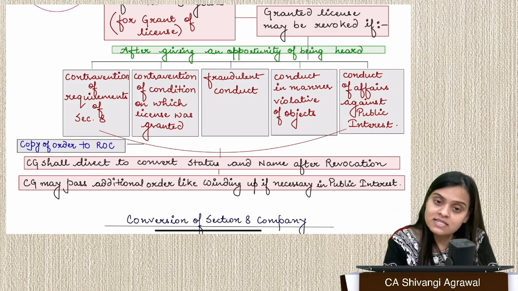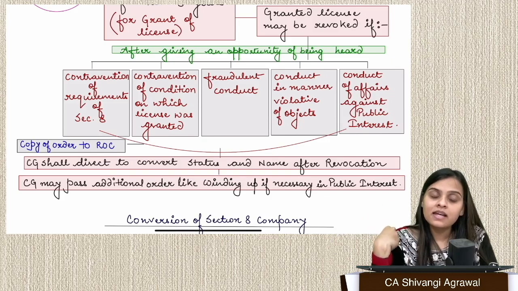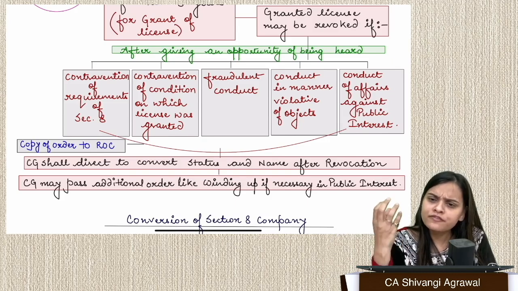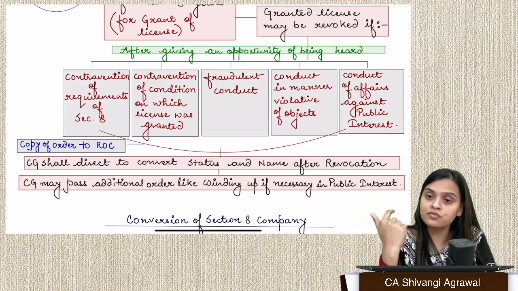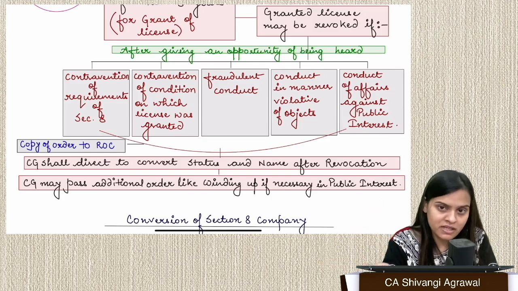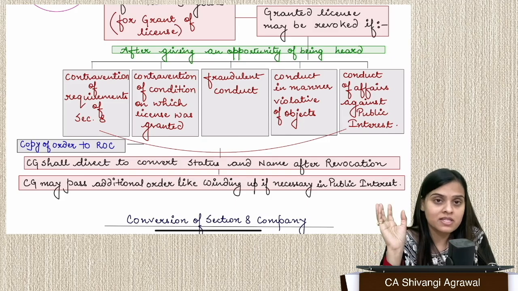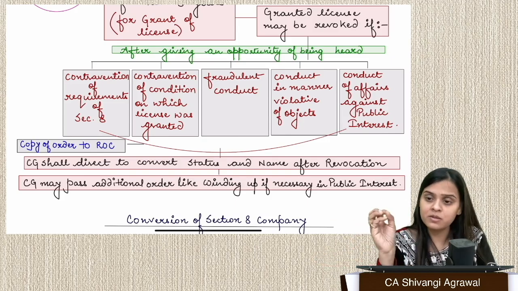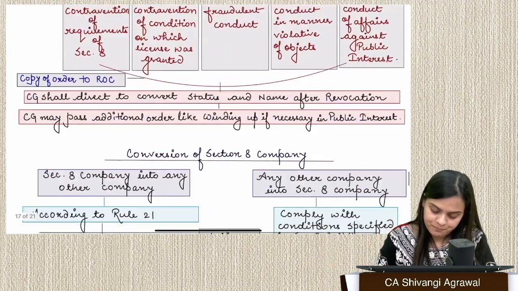Now, whenever license is taken back, it is not so that you can freely use the money which is there in the company. So there will be additional orders of winding up and amalgamation also, which will go on for public interest, of course, right? However, CG will tell that, okay, fine, now you are not going to enjoy the benefits or exemptions of Section 8 company. You have to add the private limited or limited at the end of your name, and there will be additional orders also.